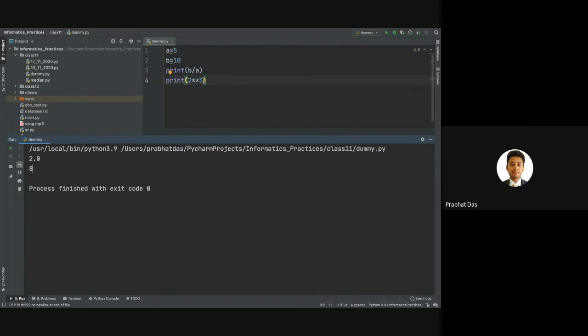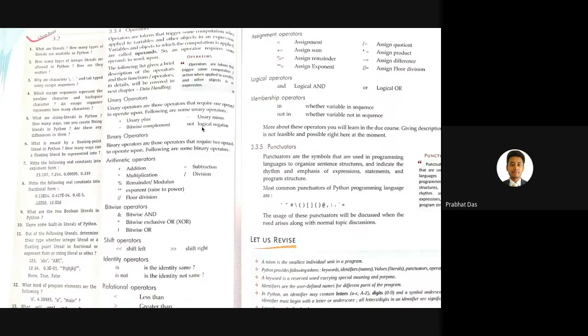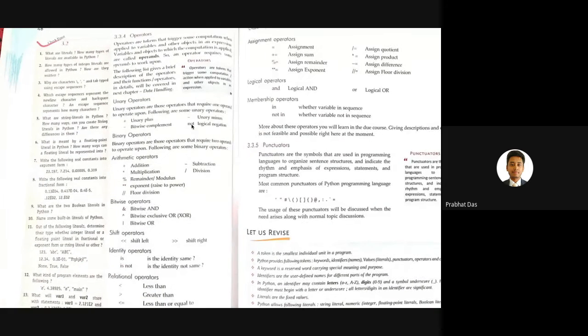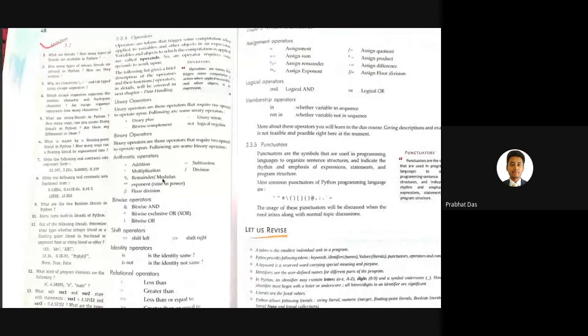Okay, so if you need to calculate a power with a base and an exponent value, in that case we'll be using two asterisks. Okay, and this was all about the arithmetic operators. In case you have any query with respect to arithmetic operators, you can ask.